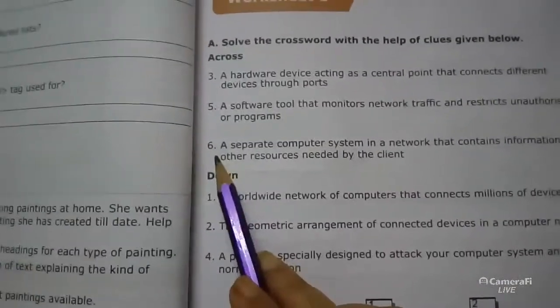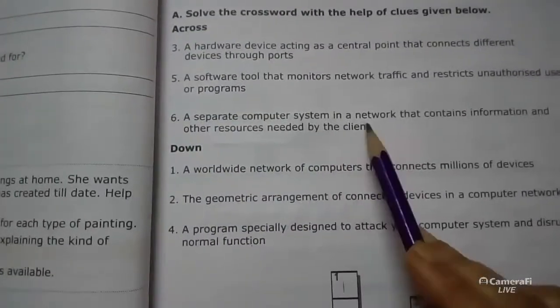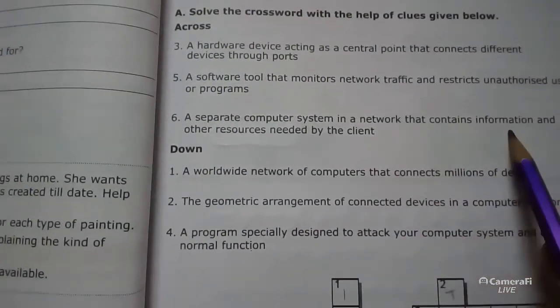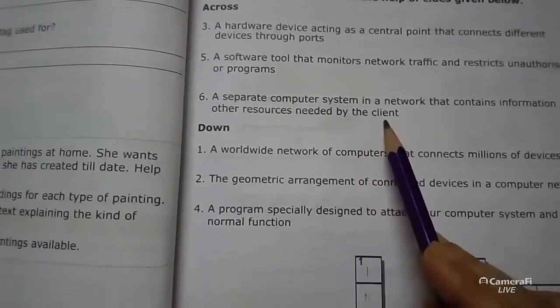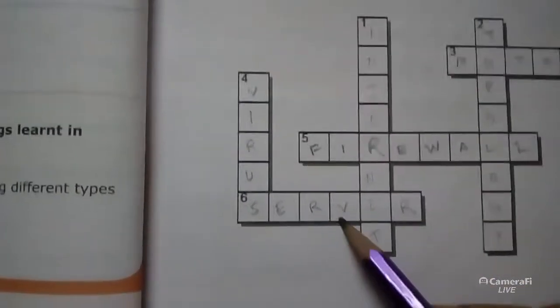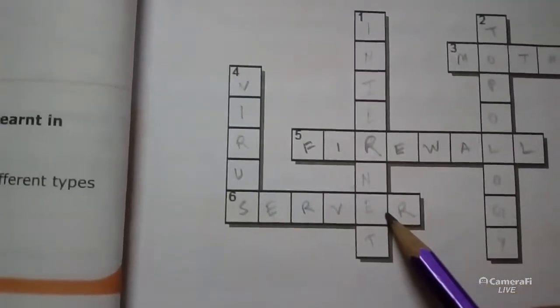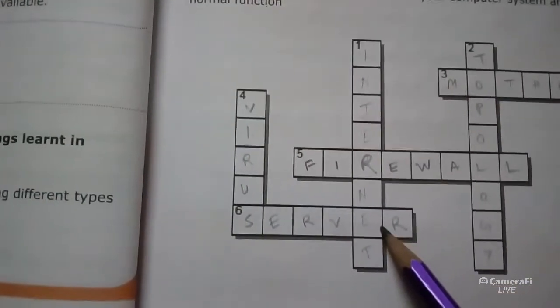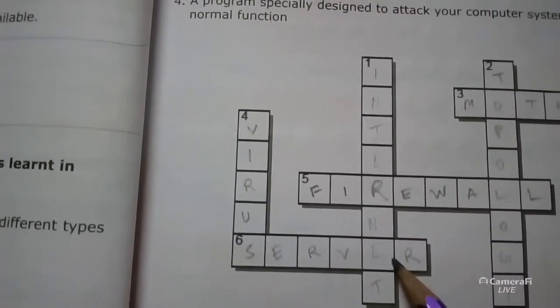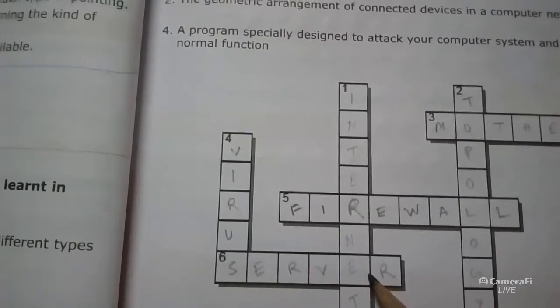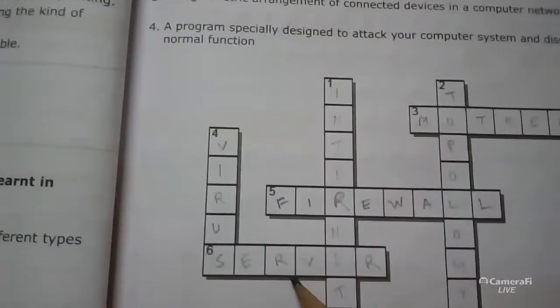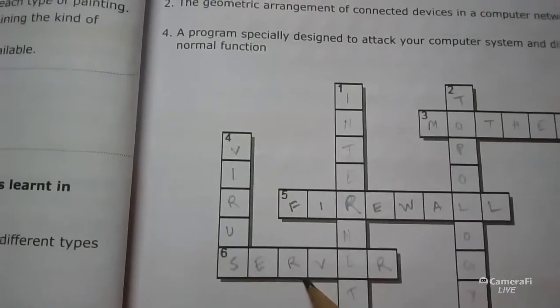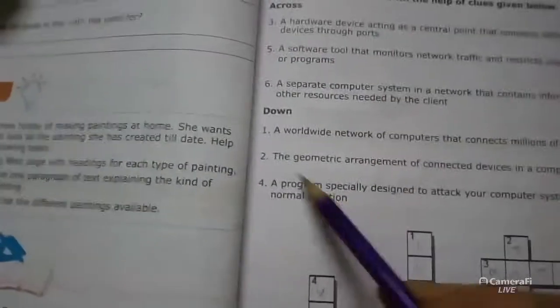Now, number 6, a separate computer system in a network that contains information and other resources needed by the client. Number 6, that is server. SERVER. Server helps the user with what they require. All 3 are across. Now down.